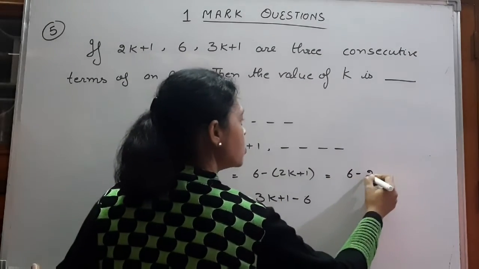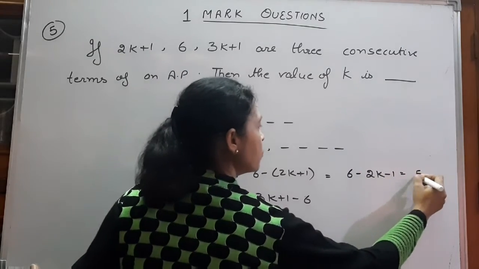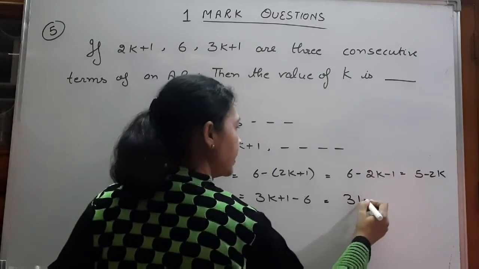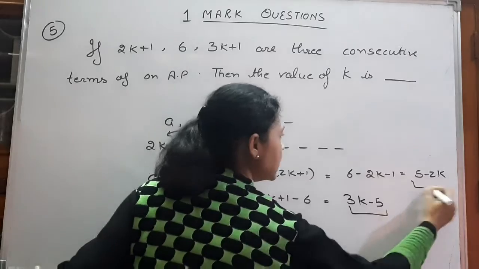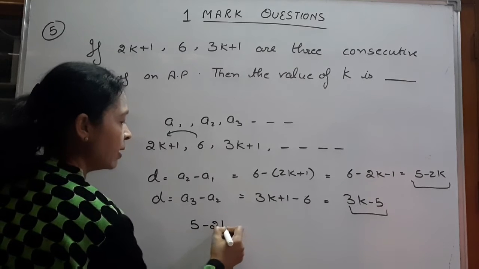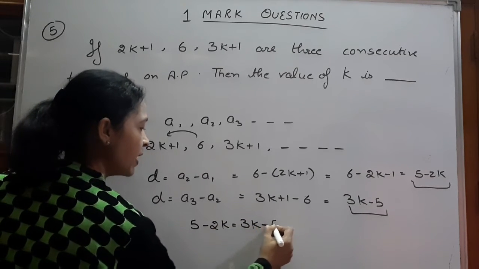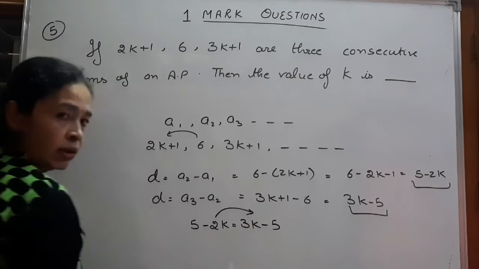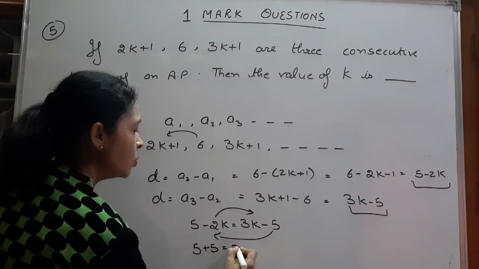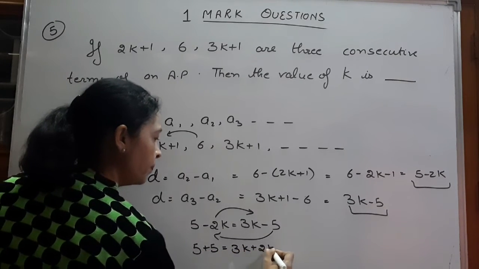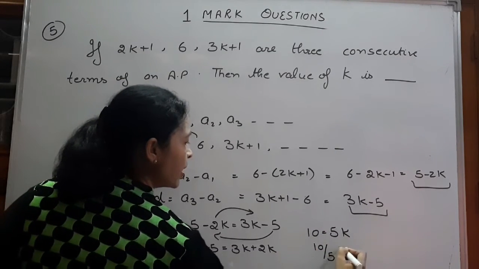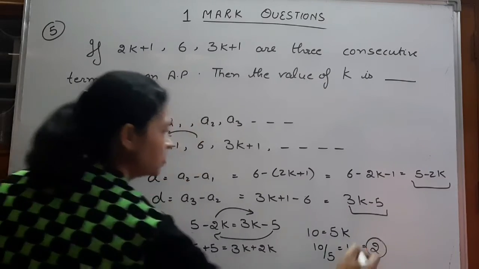This is 6 minus 2k minus 1, which equals 5 minus 2k, and in this case we have 3k minus 5. Both these terms should be equal because both are the common difference. 5 minus 2k equals 3k minus 5. Taking k on the right hand side and 5 on the left hand side, 5 plus 5 equals 3k plus 2k. We have 10 equals 5k, and what is the value of k? 10 by 5, which equals 2.